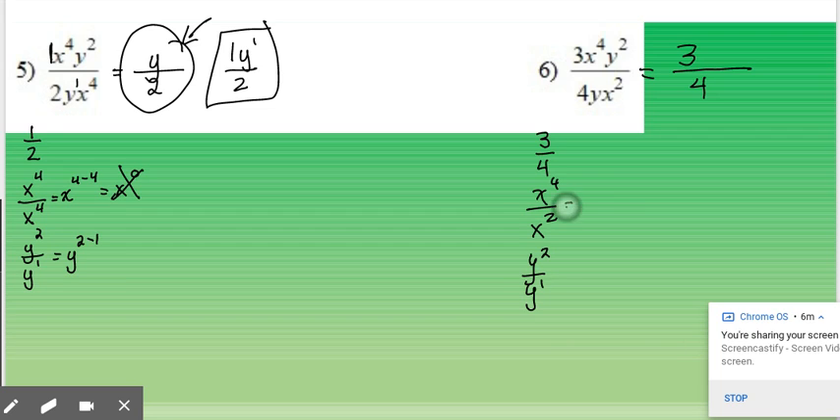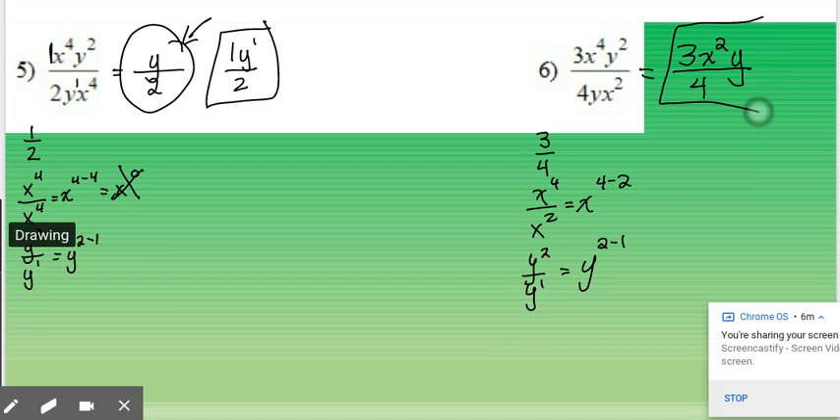My x's are divided, so I'm going to subtract the exponents. 4 minus 2 is 2. The y's are divided, so I'm going to subtract. 2 minus 1 is 1. And I like to write it as just y. If you write it as y to the 1st, okay, I'm going to accept that, but the textbook would write it just like that.